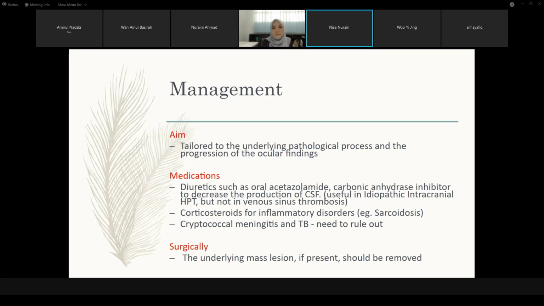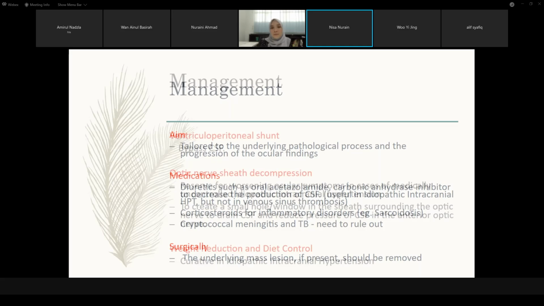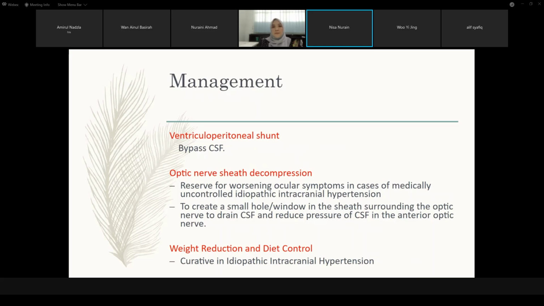The next is corticosteroid for inflammatory disorder, for example sarcoidosis. And then cryptococcal meningitis and TB, kita kena rule out dulu. Alright. Post-surgically, the underlying mass lesion, if present, kita patut remove. And then we can do ventricular peritoneal shunt, which is to bypass the cerebrospinal fluid. And then the optic nerve sheath decompression.